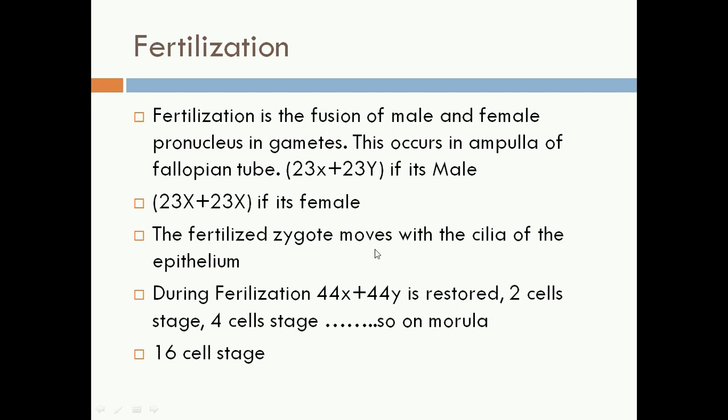So the fertilized zygote moves with the cilia present within its epithelium. It moves to the uterus, and during fertilization, 44X plus 44Y is restored. Because it is 23 plus 23, the zygote is now restored with 46 chromosomes. That is the normal chromosomal pattern of the human body. So that is restored. In a female, it becomes 44X, or in a male, it becomes 44Y. Then the 2 cell stage progresses to 4 cell stage, so on to 8 cell, 8 becoming 16, and then it goes into the 16 cell stage, which we call the morula.